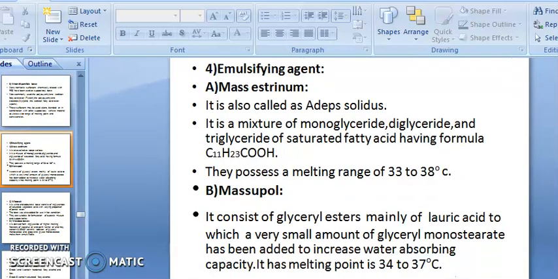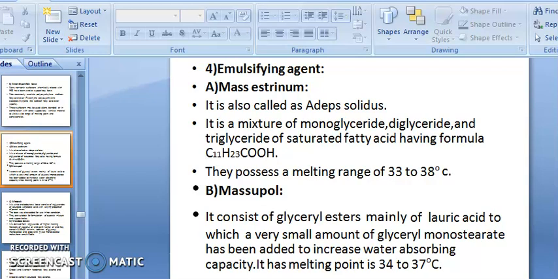Then the emulsifying agents. Fattibase, also called Adeps solidus, is a mixture of monoglyceride, diglyceride and triglyceride of saturated fatty acid having the formula C17H35COOH. This emulsifying agent contains monoglyceride, diglyceride and triglyceride, and it possesses a melting range of 33 to 38 degrees Celsius.